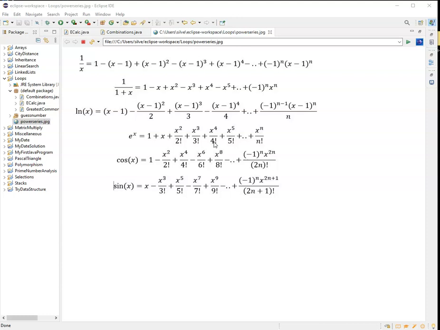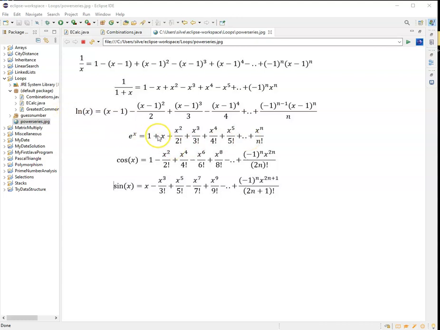Basically, what they're asking you to do is take the x and raise it to a power, and there's a pattern to these terms. If you want the 6th term, 0, 1, 2, 3, 4, 5, 6, take x, raise it to the 6th power, divided by 6 factorial. Do that calculation and add it to the sum.